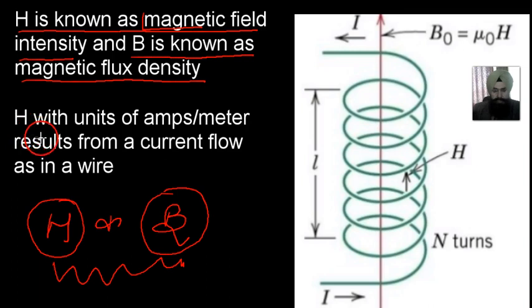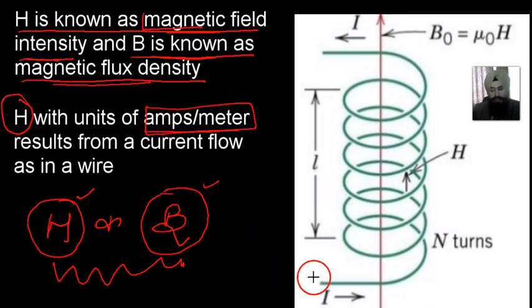Their names are different. Remember, what is the name of H? Magnetic field intensity. What is the name of B? Magnetic flux density. Now, coming first of all to what H is, remember the second thing, the unit of H. The unit of H is ampere per meter.